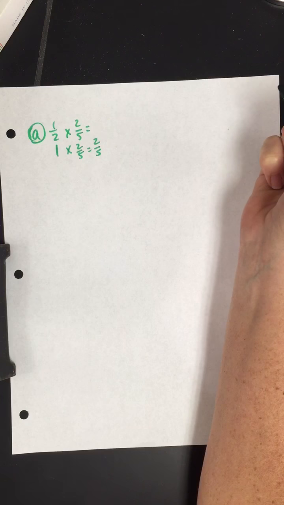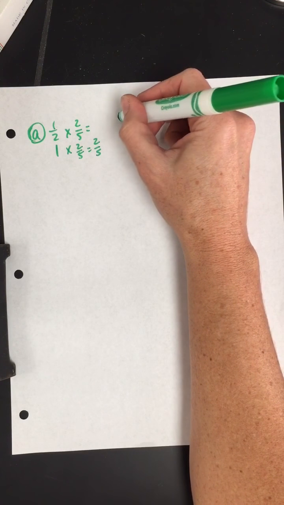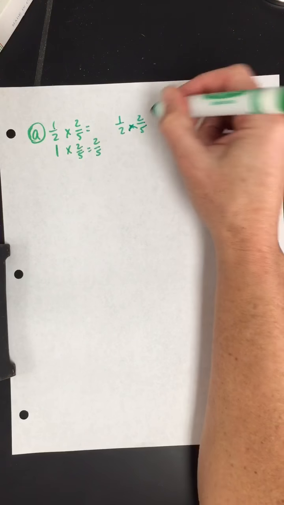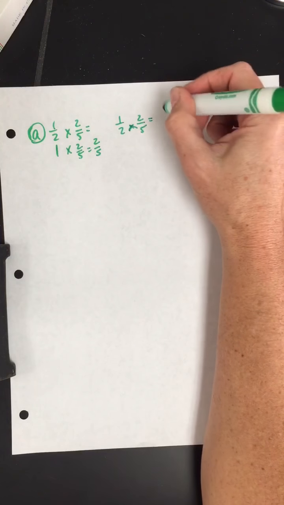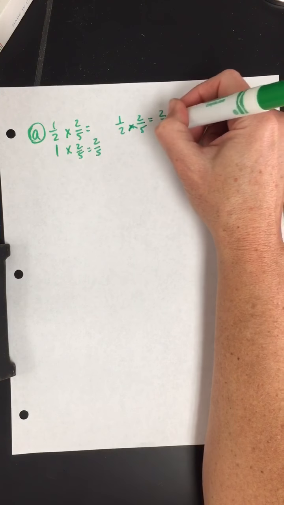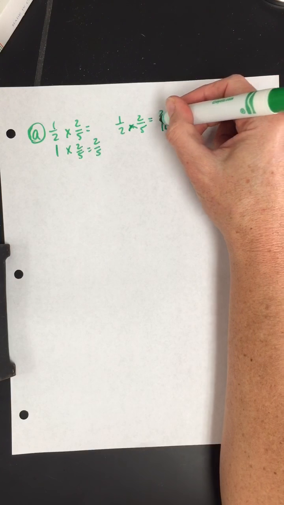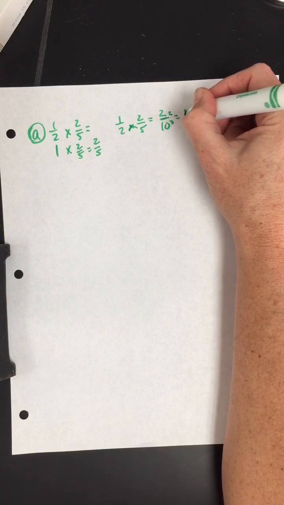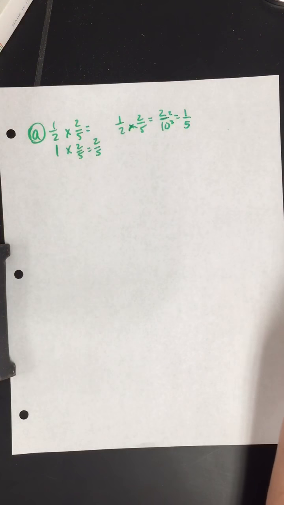Then it wants the actual product. So when we multiply fractions, we do not have to have common denominators. 1 times 2 is 2, 2 times 5 is 10. So our product is 2/10, which can be reduced by 2, which gives us 1/5.